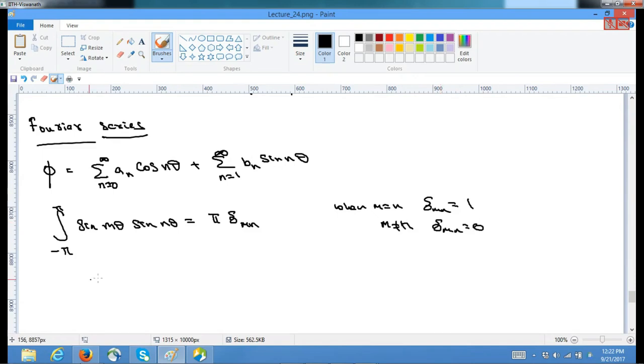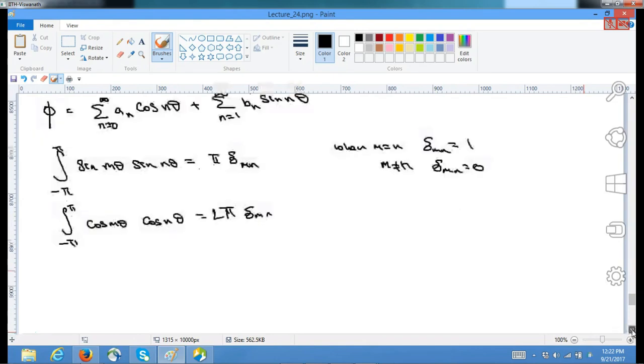Further, we have another two things. Let me put cos first: the integral of cos m theta cos n theta is also given by 2 pi delta mn for n equal to 0, and pi delta mn otherwise. And the integral from minus pi to pi of cos m theta sin n theta is always 0, because cos and sine are orthogonal to each other.